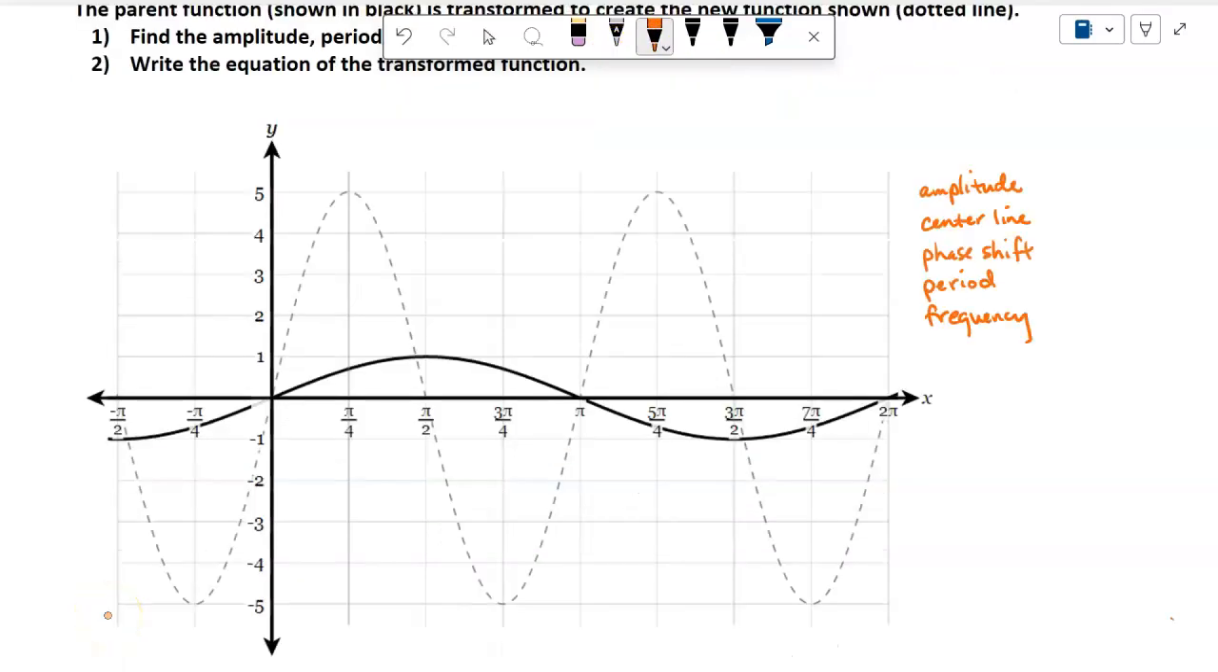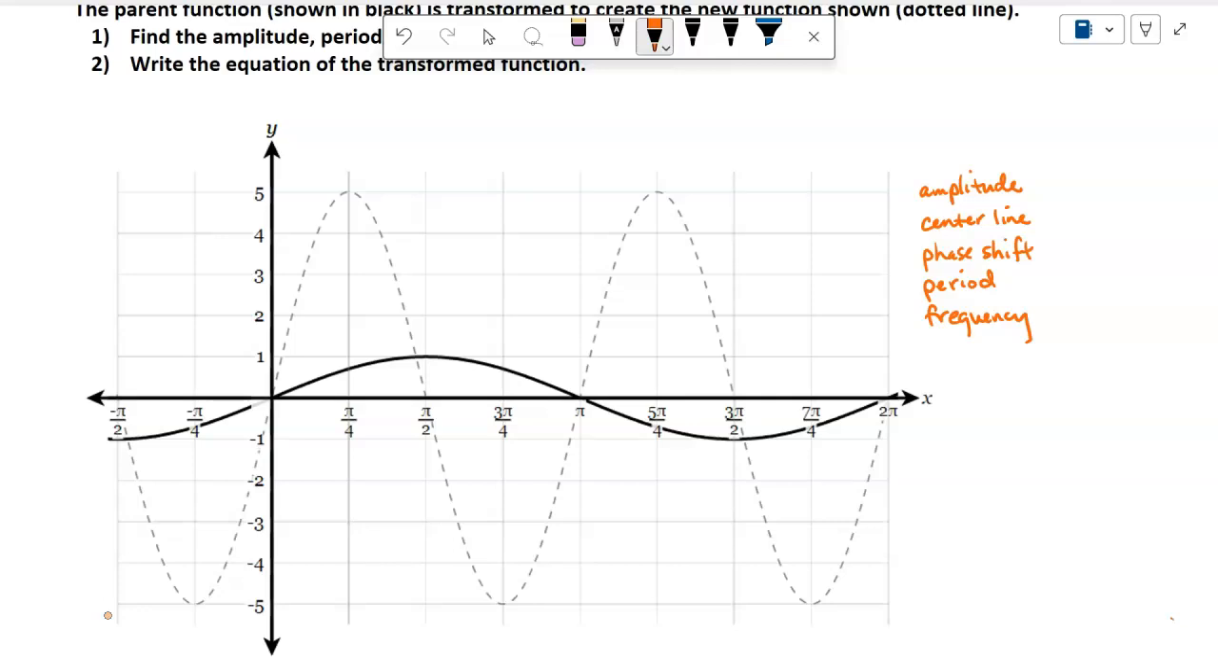Over on the side here, I just popped up the 5 things that you need in order to write the transformed functions. And so we're going to use these. We're going to go step by step and find these from the graphs, and then figure out how and where to put those into the equation. So let's go ahead and get started.